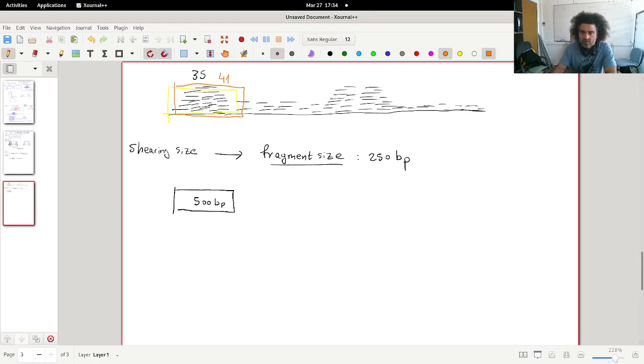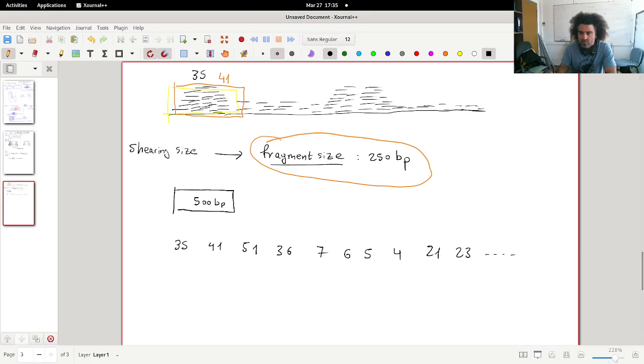So again, we get now reads, but actually now they are contained within the correct fragment size, 2 times the correct fragment size. So we'll have these numbers: 35, 41. Let's say that we'll have 51, and then 36, and then 7, and 6, and 5, and 4, and 21, and 23, and so on and so forth.